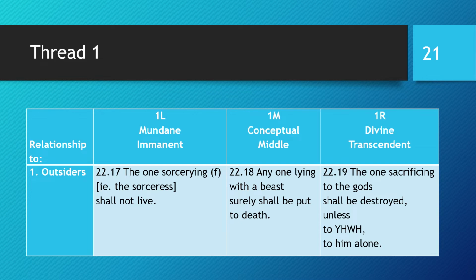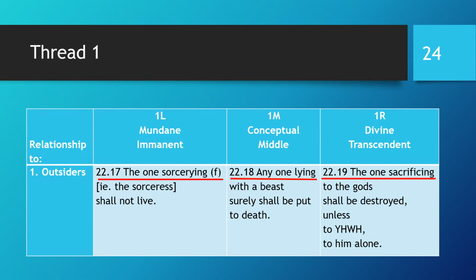As you can see, this triad is made up of 3 laws, which at first reading seem very dissimilar, but on close reading one notices: number 1, they all commence in Hebrew with a participial noun. The one sorcerying in the feminine, meaning the sorceress. Then anyone lying with a beast. And thirdly, the one sacrificing to other gods. Secondly, they all declare a penalty for the prohibited behavior. And thirdly, the verbs are all written in the third person, which is in fact unique in this whole unit.